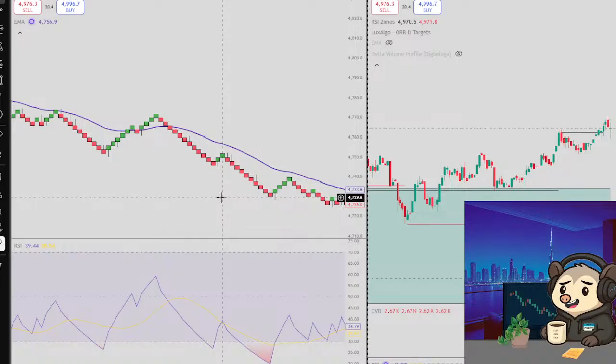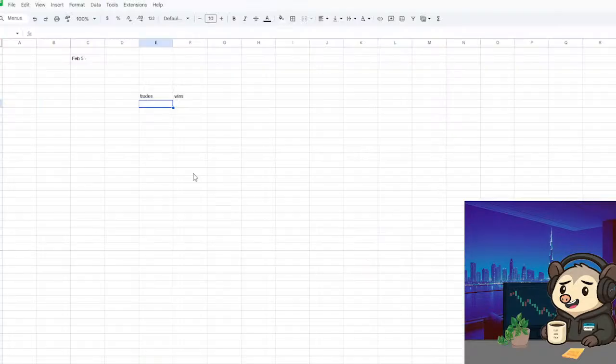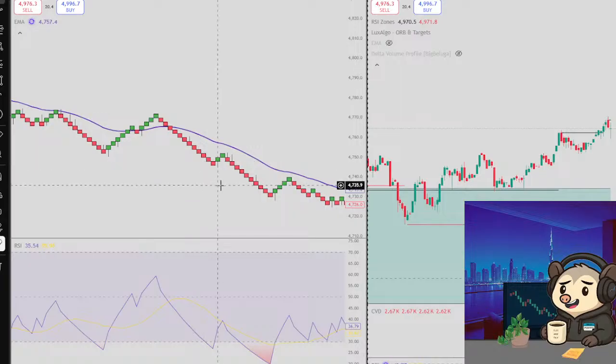Let's see. Okay, hold on. Let me write our numbers down first. 4 and 4. Okay, so we're at this one. This one we did get across. Okay, there was no entry, and you want to know why? Here's why. Because this all happened, well, maybe there was an entry.